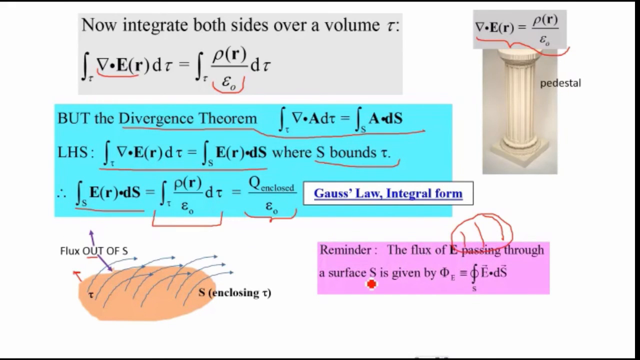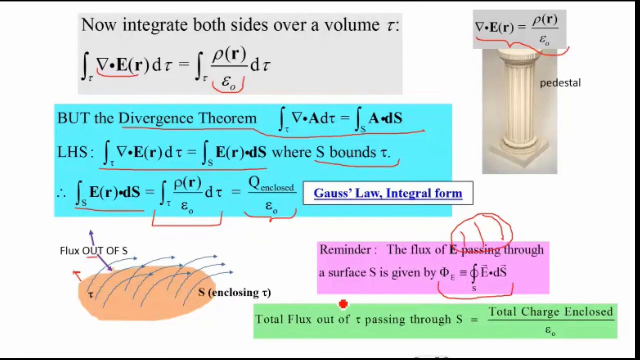So to restate it, the flux of E passing through a surface S is defined as this integral right here. This does not have to be a closed surface, but if it is, it's still correct. The total flux out of the volume tau passing through the surface S, Gauss's law says, is the total charge enclosed divided by epsilon 0. Most frequently, this particular relation is called Gauss's law.